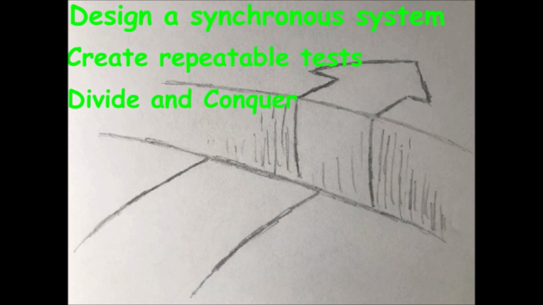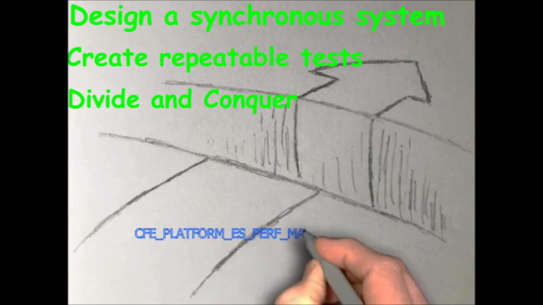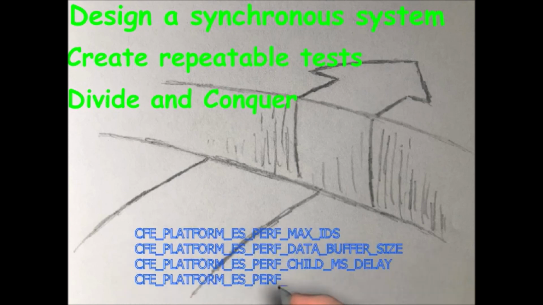Finally, I'd like to mention a few of the executive service configuration parameters that you should be aware of as you expand your use of the tool. You can define the maximum number of performance IDs, the max size of the data buffer, and the last two let you control the execution of executive services child task that does the actual data collection. You can tune the number of milliseconds between executions, and you can also define the number of entries that are captured during each execution. Remember, the performance monitor is actually part of the system being measured.